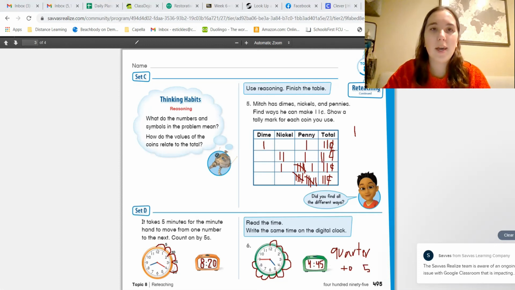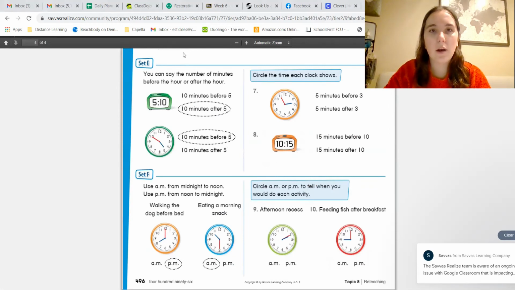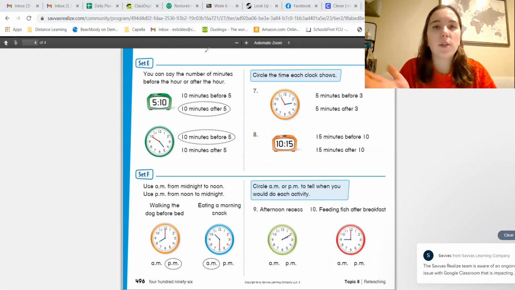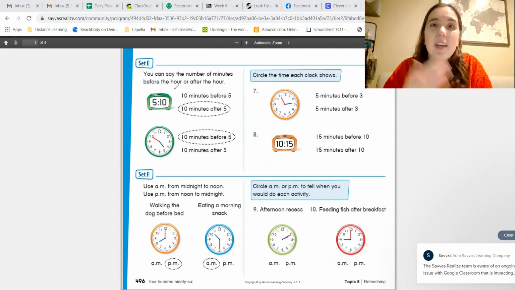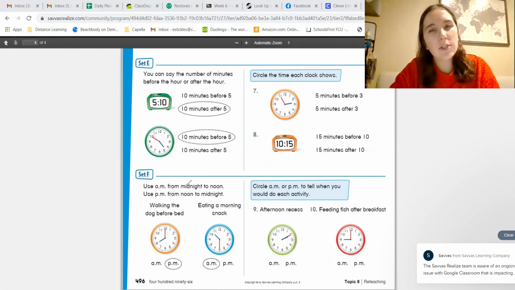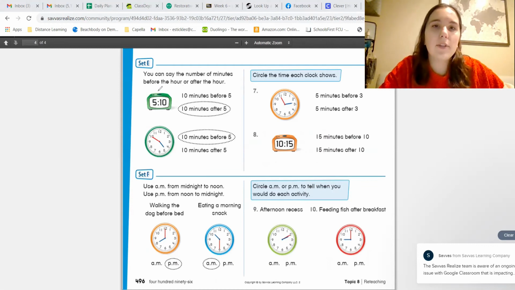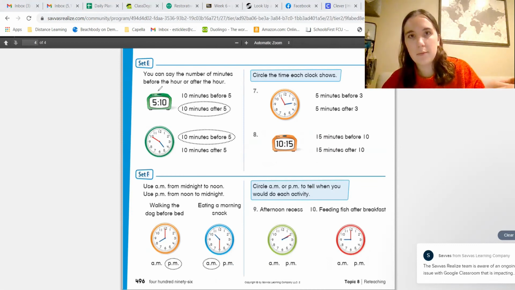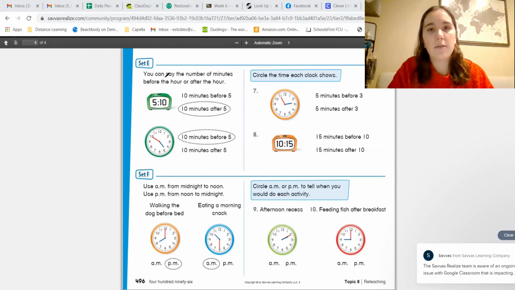We have one more page, friends. Let's go ahead and head down to the next page. Okay, these are our last time problems that we're going to be doing today to help us review. So let's look on the left side of our page. It says, you can say the number of minutes before the hour or after the hour. That's kind of like what I was just saying. So let's read these clocks and figure out if it's before or after and how we should say the time. So 5:10, is that 10 minutes before 5 or 10 minutes after 5? That's 10 minutes after 5. Okay.